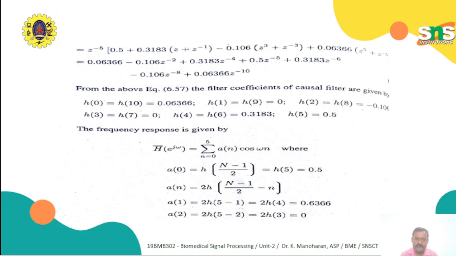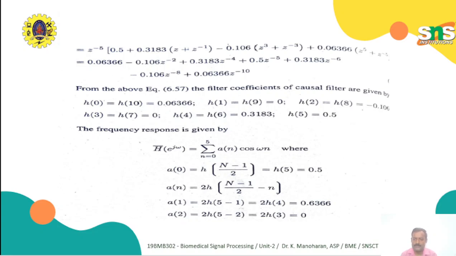So already we have found h of 0 up to h of 10, all the filter coefficients. Now we are going to find the frequency response of the filter. So H of e power j omega will be equal to the sum from n equal to 0 to (N minus 1) by 2. That will be (11 minus 1) by 2, which is 5. So n equal to 0 to 5, a of n into cos omega n, where we need to substitute these values. So we need to find this a of n and then substitute.